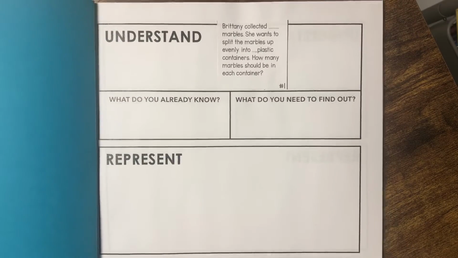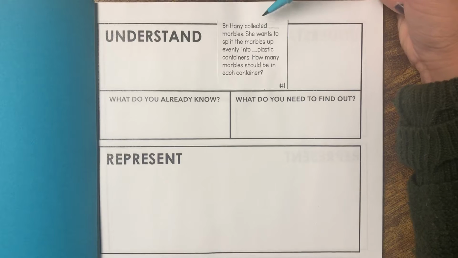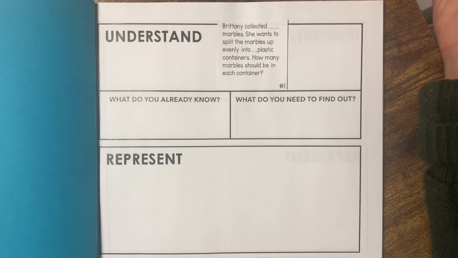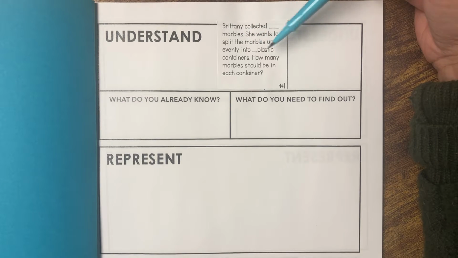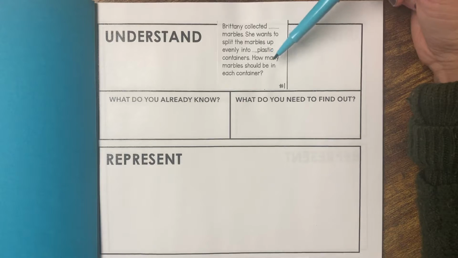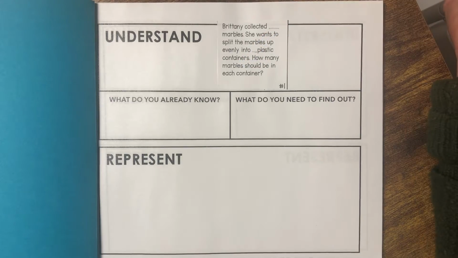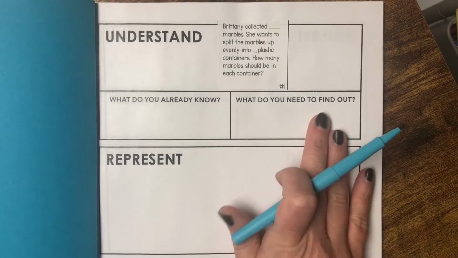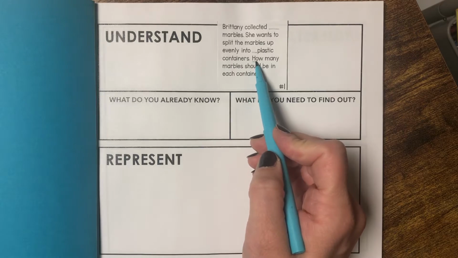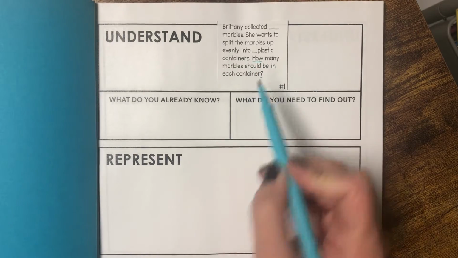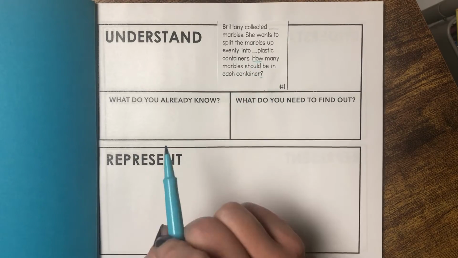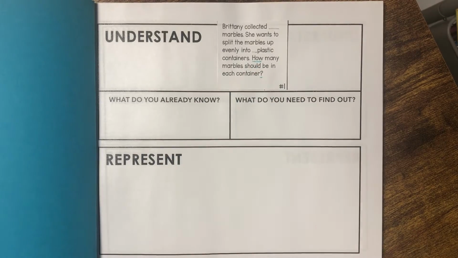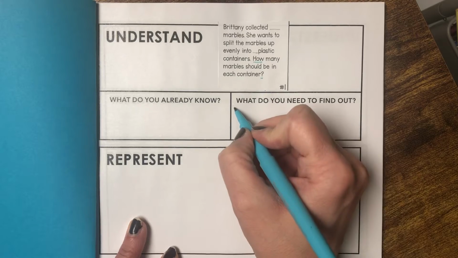All right, so it says, Brittany collected marbles. She wants to split the marbles up evenly into plastic containers. How many marbles should be in each container? What do we need to find out? Well, I see a question word. I also see a question mark. So that is a big clue that this is telling us what we need to find out. And it says how many marbles should be in each container. That's what we want to find out.